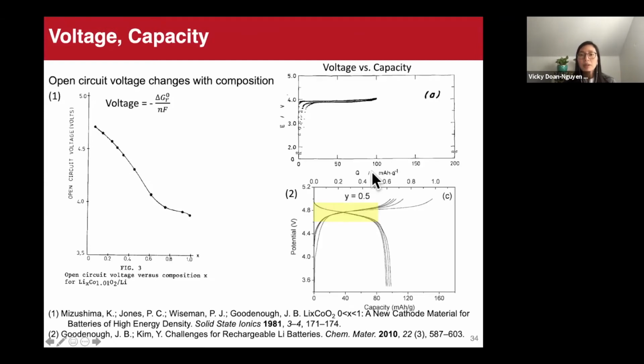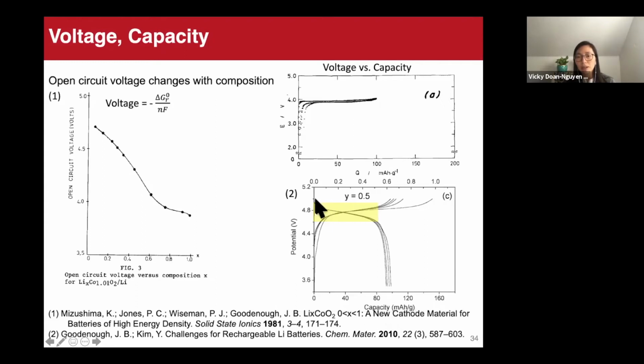Here you see some typical voltage curves, and here it's volt versus capacity. You'll also see sometimes voltage as a function of capacity and equivalent moles of lithium. So the lithium ion concentration is listed here, and that's equivalent to the amount of capacity down here.